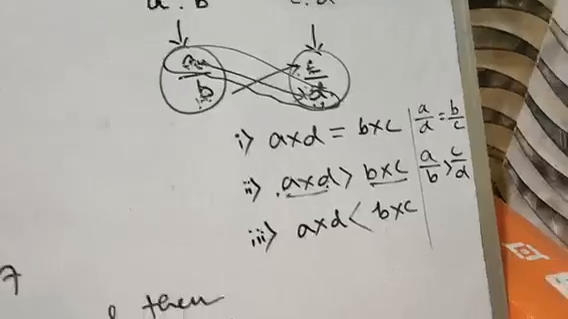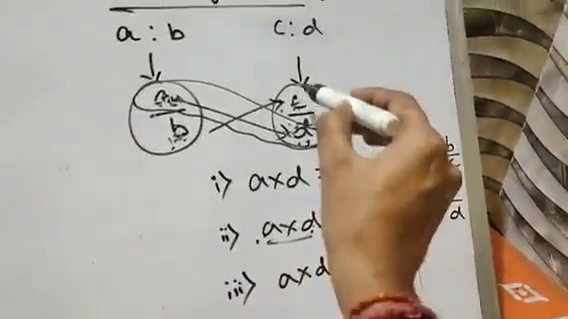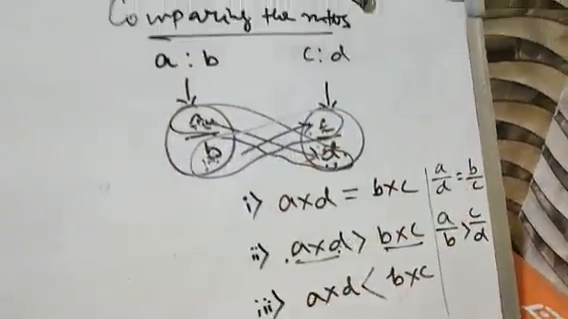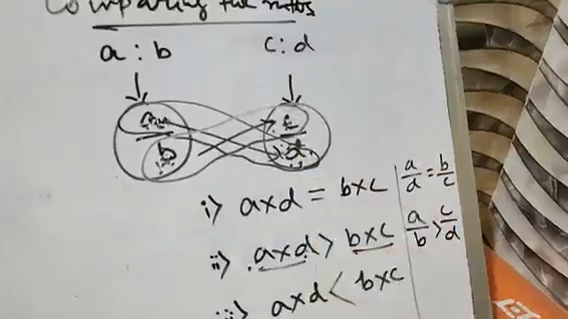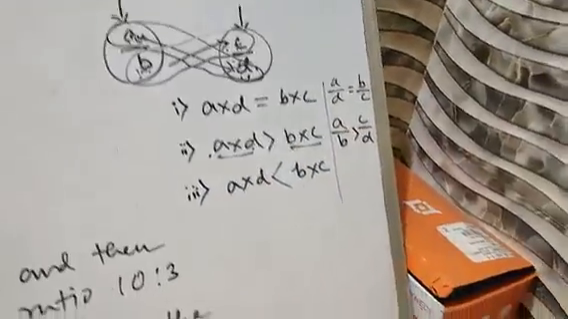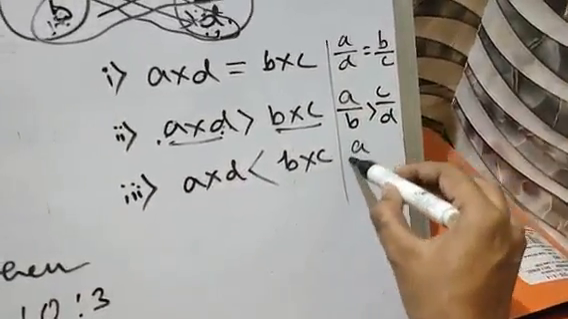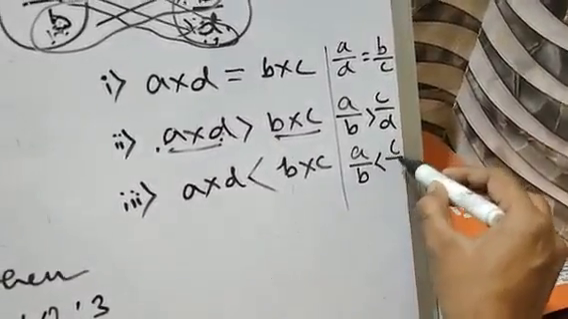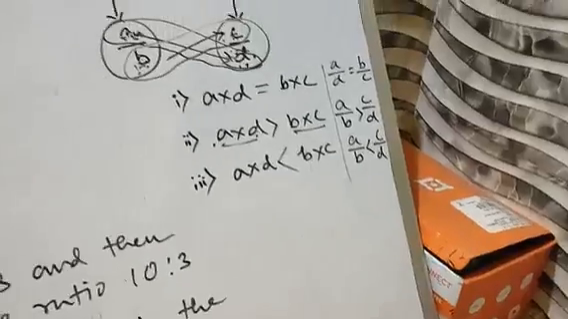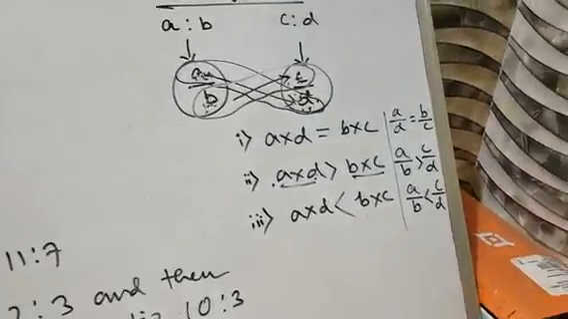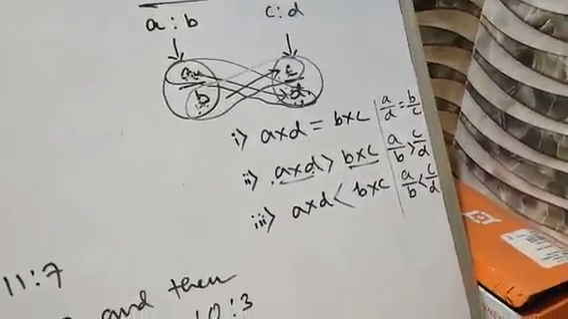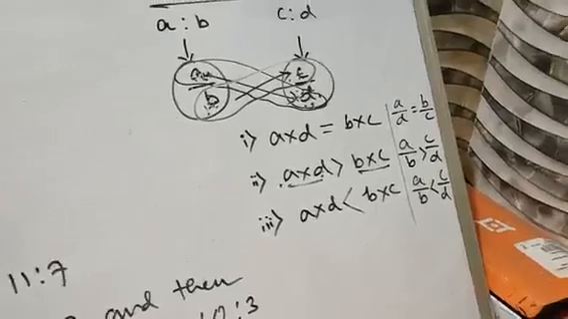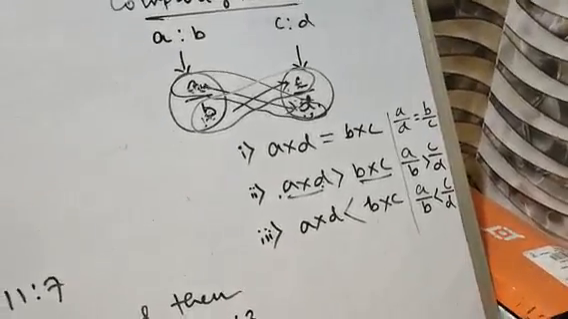Third case, A into D less than B into C. Now A into D is less than B into C. That means B into C is greater. Now between B and C, which one is in the numerator? Numerator is C. So C by D will be greater. Clear? So just try to understand which one is in the numerator. That fraction will be greater.